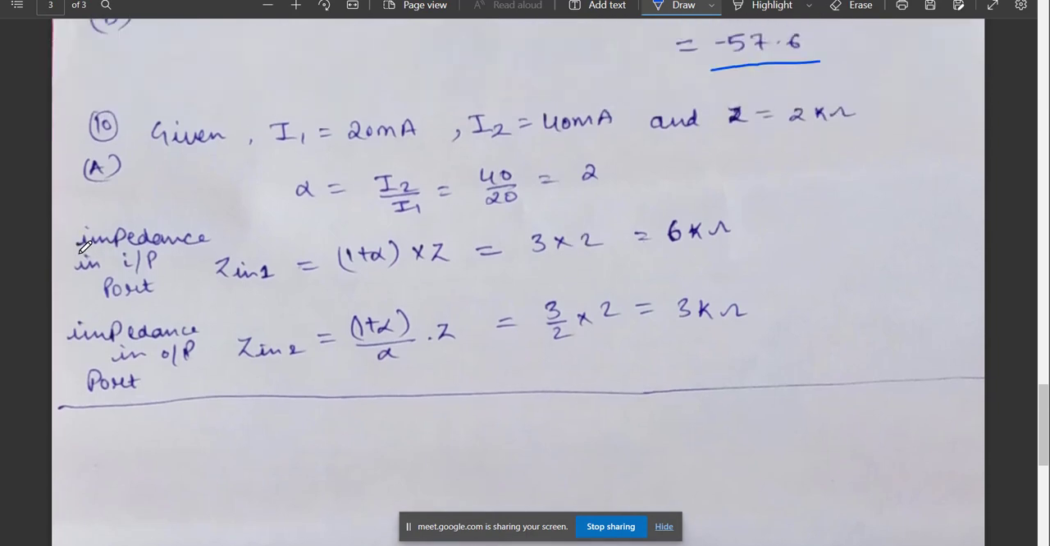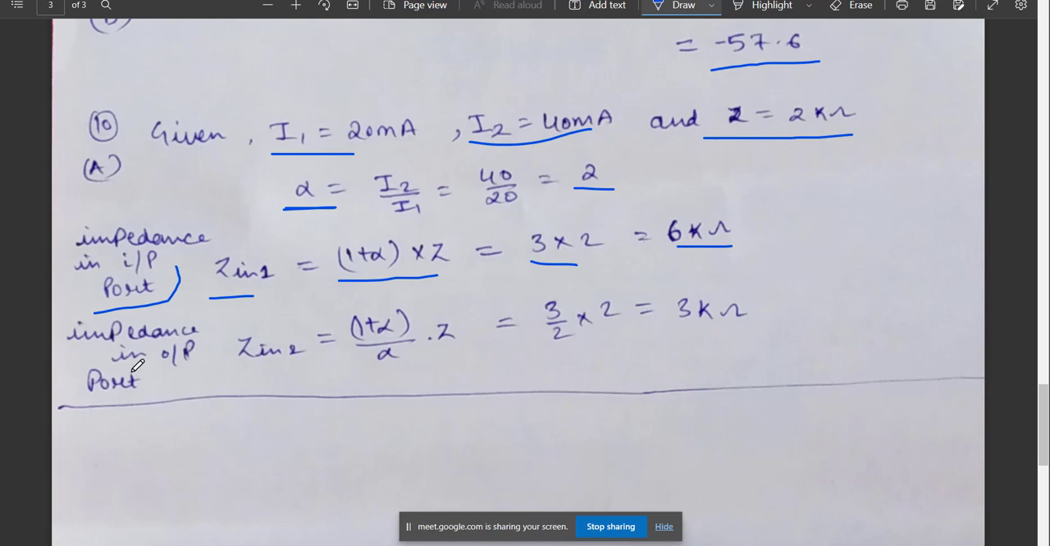So the impedance at the input port will be 1 plus alpha into Z. Z is given to us, alpha is given. First we have to find the value of alpha, which is equal to I2 divided by I1. So I2 divided by I1 will be 40 divided by 20, which is equal to 2. Z here is 2 kilo ohms. Now put it in the formula. Z in 1 will be 1 plus alpha into Z, which is 3 into 2 equals 6 kilo ohms.